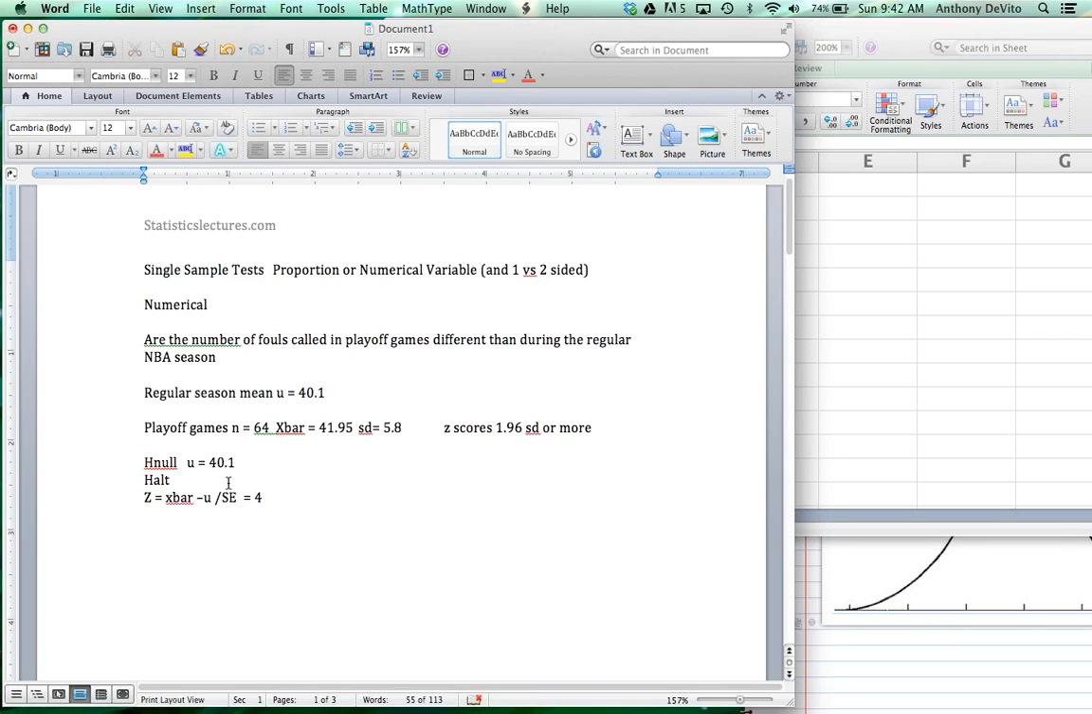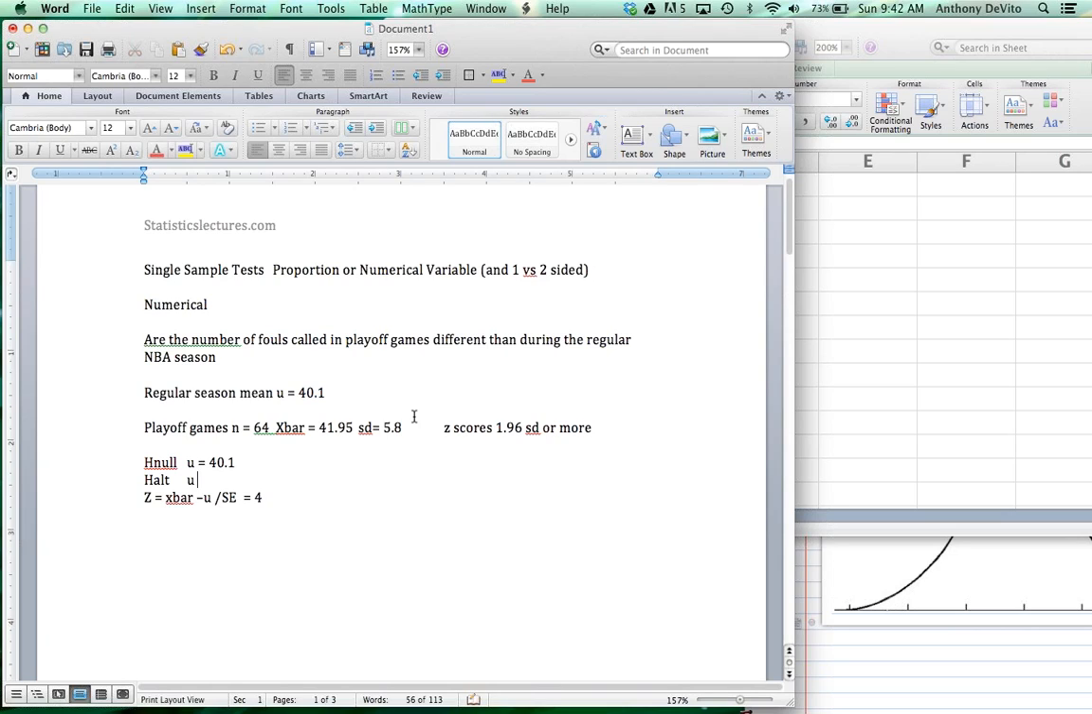That would be a good way to do it. Okay, now what about the really important one, the really tricky one, if I use mu is equal to 40.1, or in other words, the mean for the playoff games is equal to 40.1, just like it is for the regular season games, then what's our alternative hypothesis?